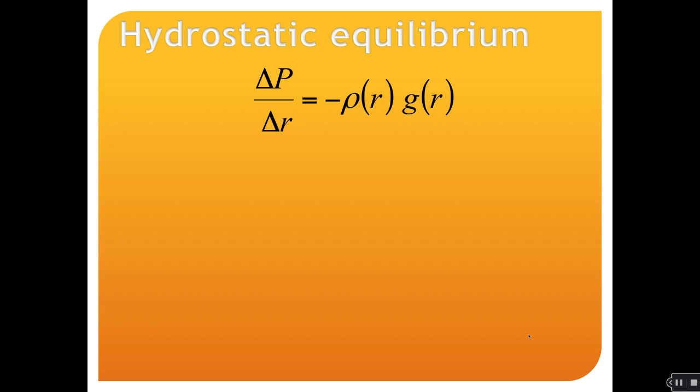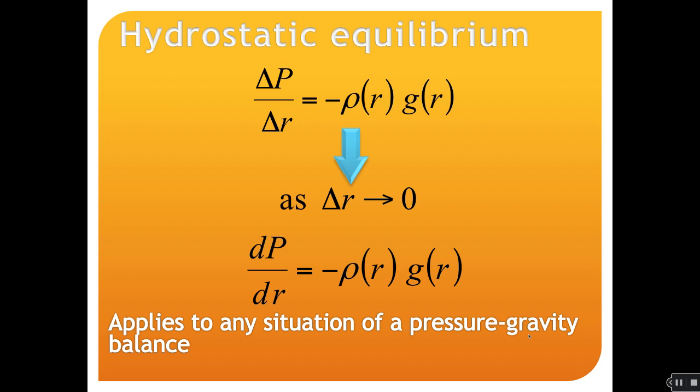So here's that equation again, and we can basically say as we go to a thinner and thinner slab, so that we are able to integrate through the whole star, we end up with a differential equation. So we have dP/dr equals minus rho times g. And this actually applies in any situation where there's a pressure-gravity balance. So in our atmosphere, this applies. In the ocean, this applies.